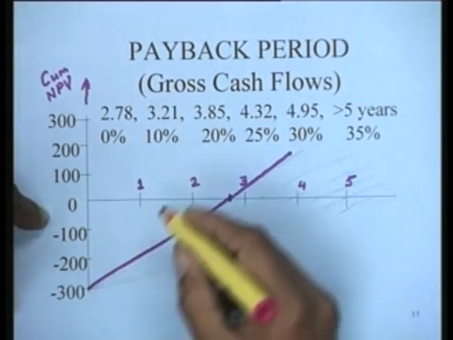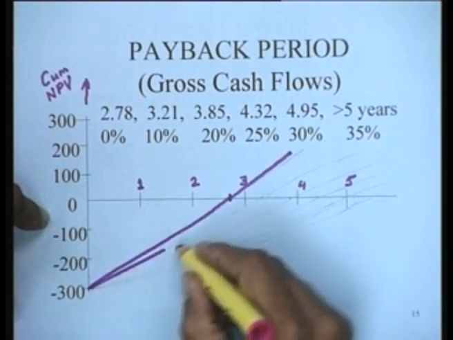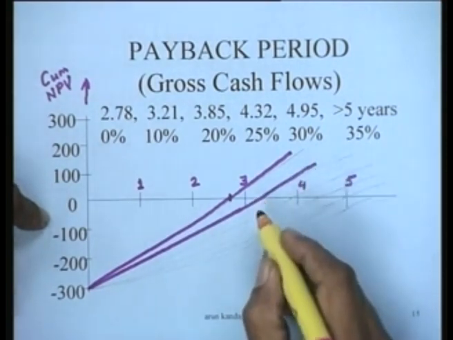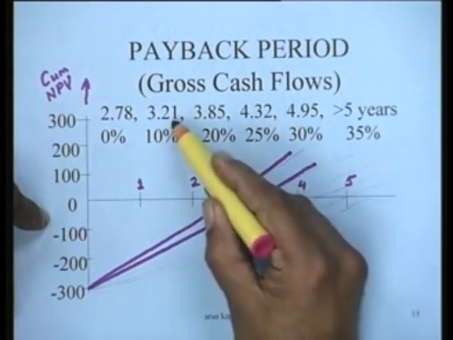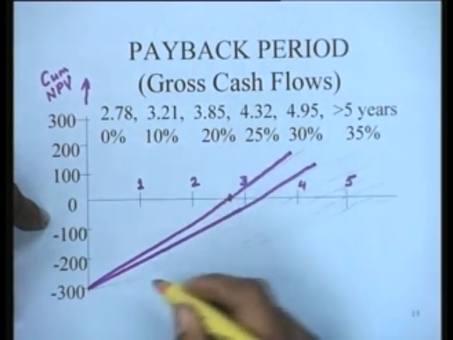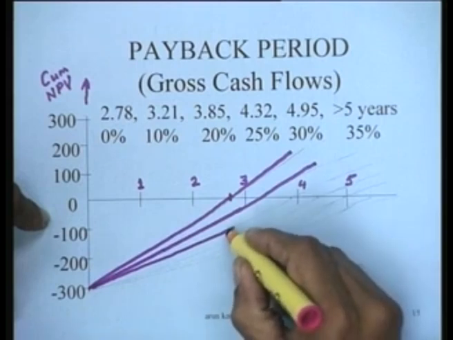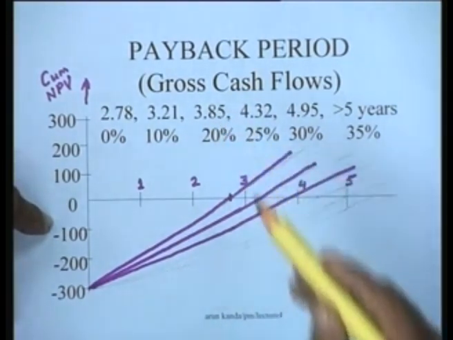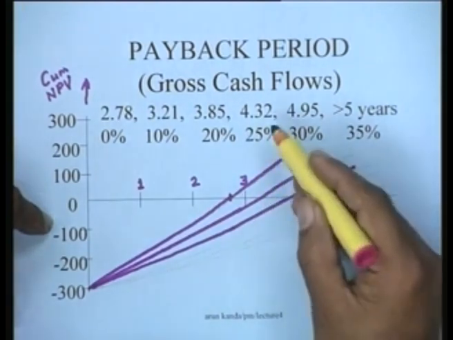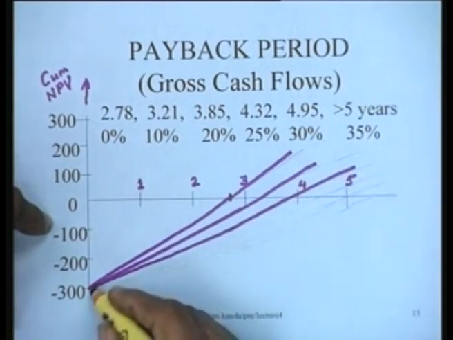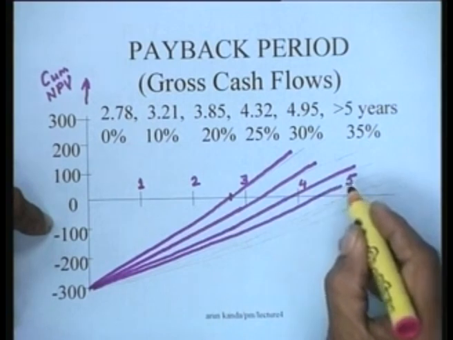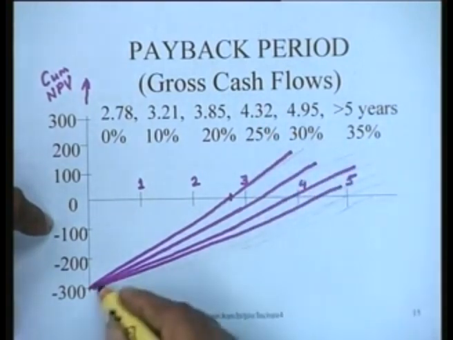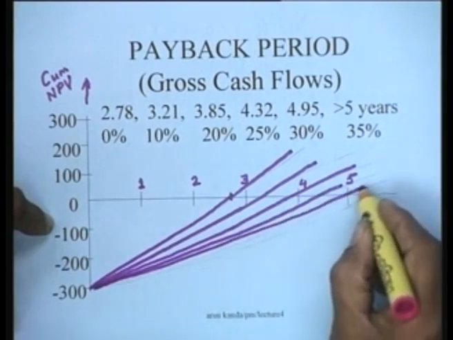Then when we increase the interest rate to 10%, this curve shows this kind of trend, and our discounted payback period now goes up to 3.21 years. With 20%, the curve assumes a shape somewhat like this, and the discounted payback now is 3.85 years. With 25%, the curve assumes a shape like this, and our payback period now becomes 4.32 years. For 30%, it becomes approximately 4.95 years, so it's something like this.